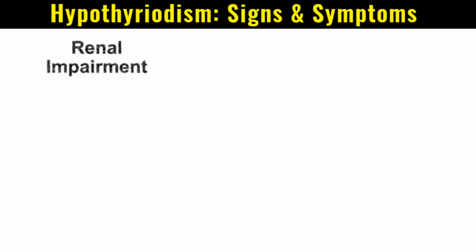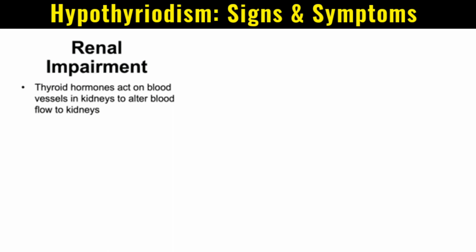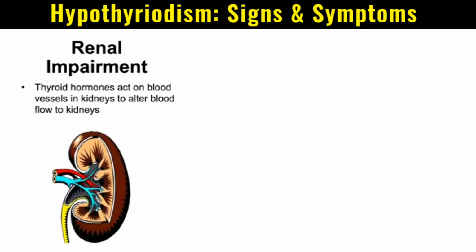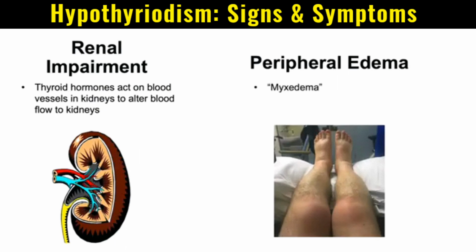We can also see renal impairment or issues with kidney functioning in hypothyroidism. It's been found that thyroid hormones act on blood vessels in kidneys to alter blood flow to the kidneys. So we can see issues with kidney functioning. And then we can also see peripheral edema in hypothyroidism. We call this myxedema when it is due to hypothyroidism. And it's non-pitting edema, so it's a very tense edema, a very tense swelling.